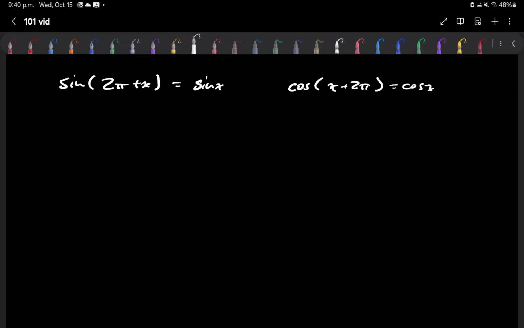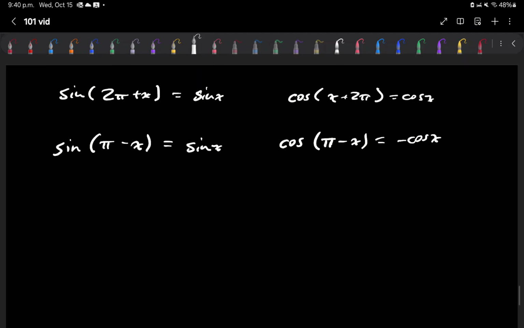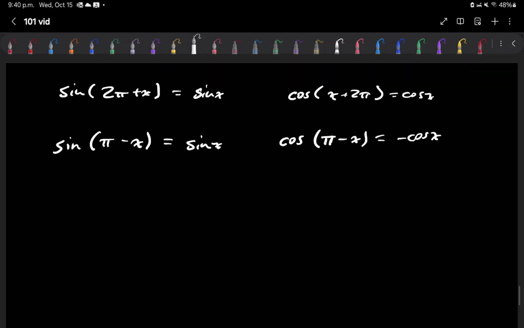They're probably standalone, but also know that the sine of pi minus your angle, let's say pi minus x, is sine x, and also cos of pi minus x is negative cos x. So these are pretty important, as well as the cos of negative x and sine of negative x.